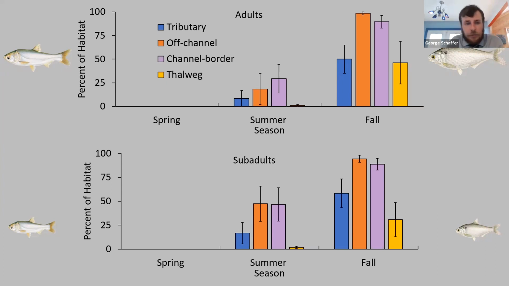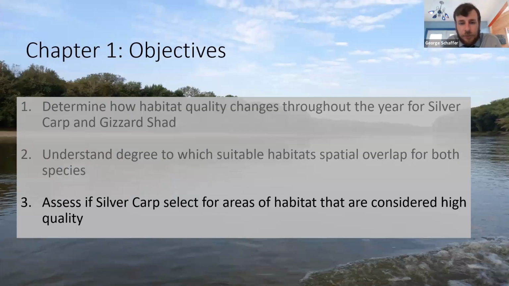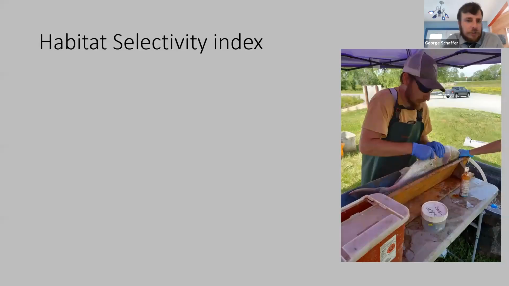So moving into our third objective, to assess if silver carp select for areas of habitat that are considered high quality. So we wanted to first assess if the carp were actually using areas that we were predicting through our model performed in the study. And we looked to carry this out through a habitat selectivity index.